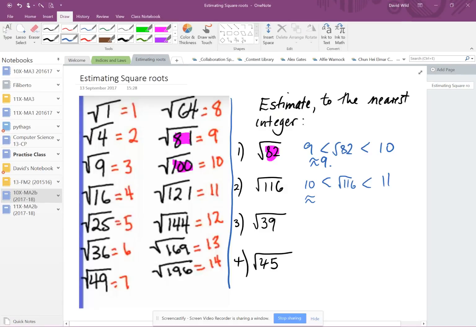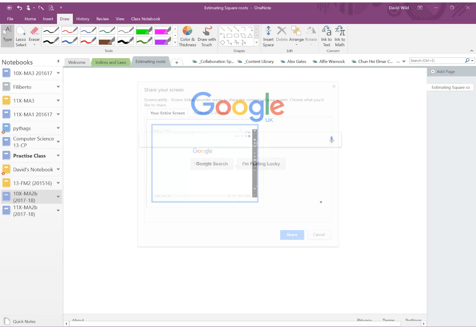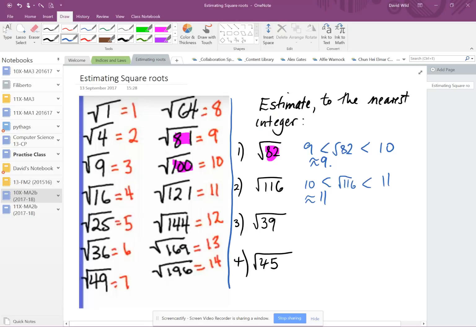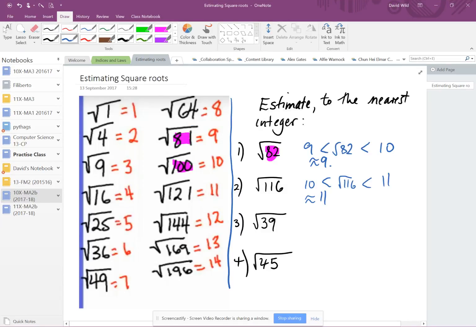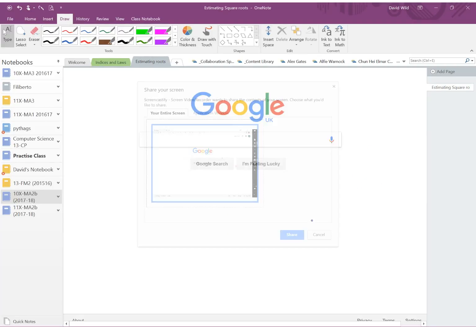Answer to question 2. Is it closer to 10 or is it closer to 11? Yeah, approximately 11. Closer to 11 than it is to 10, because 116 is only 5 away from 121, but 16 away from 100. So it's definitely closer to 11 than it is to 10. Is that clear? Okay, so root 39 is obviously somewhere between 6 and 7. Is it closer to 6? Yes, it's closer to 6.